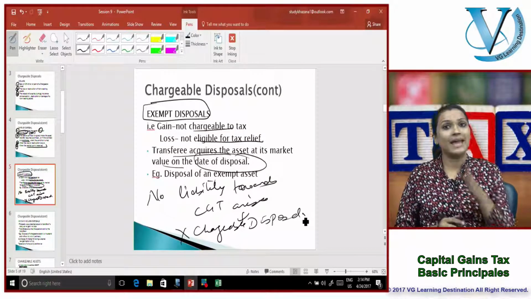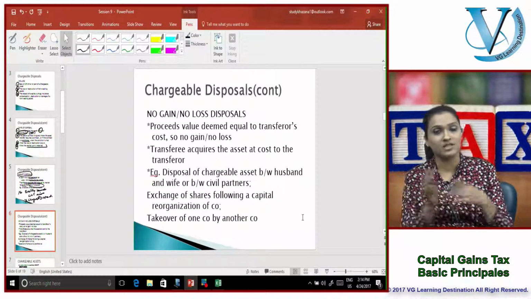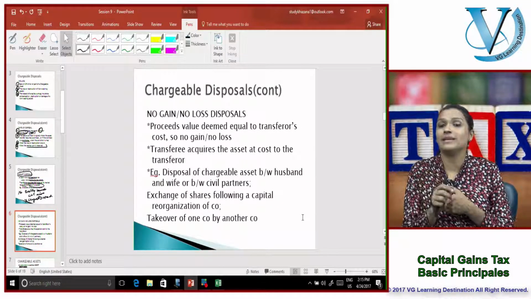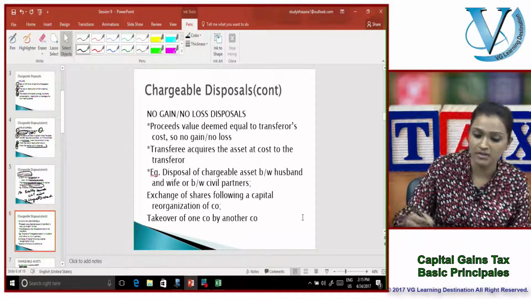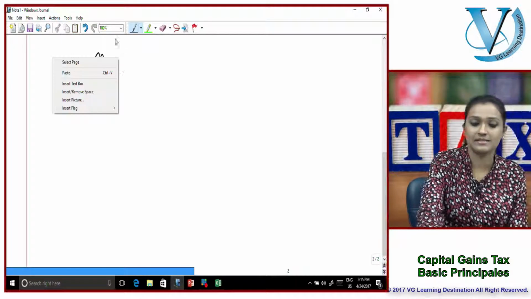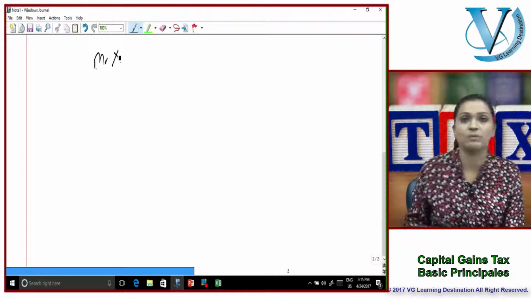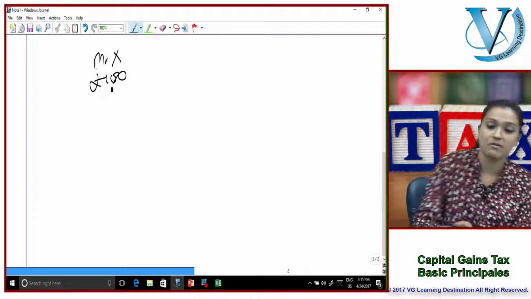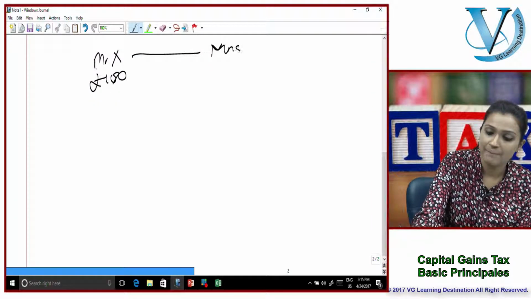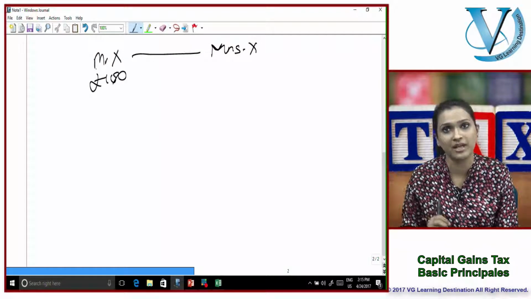So let's have a look at what sort of chargeable disposals are going to be considered not exempt but no gain, no loss, which basically means that they are transferred from the transferor to the transferee at cost, without making any gain or any loss. Simple example, let me just open my sheet. Supposing Mr. X had bought a particular asset for £100. Now the same asset he transfers to his wife, Mrs. X. At what rate do you think this inter-spouse transfer is going to take place?